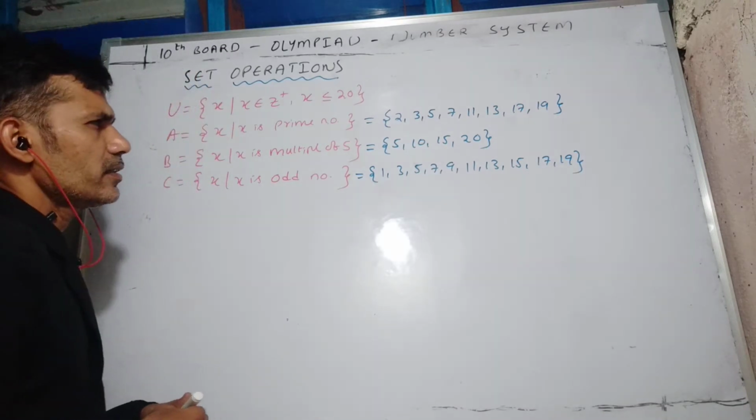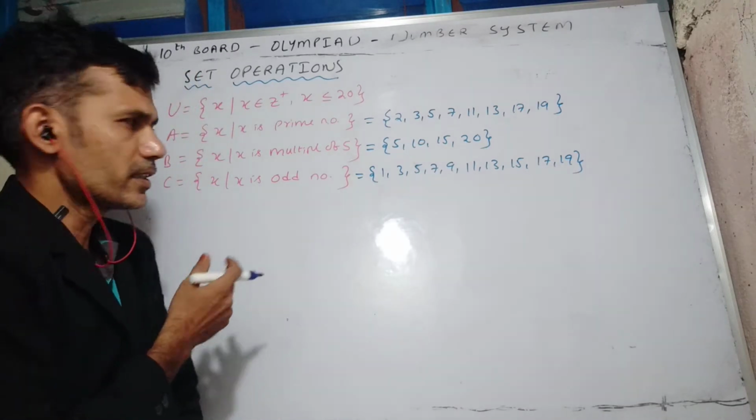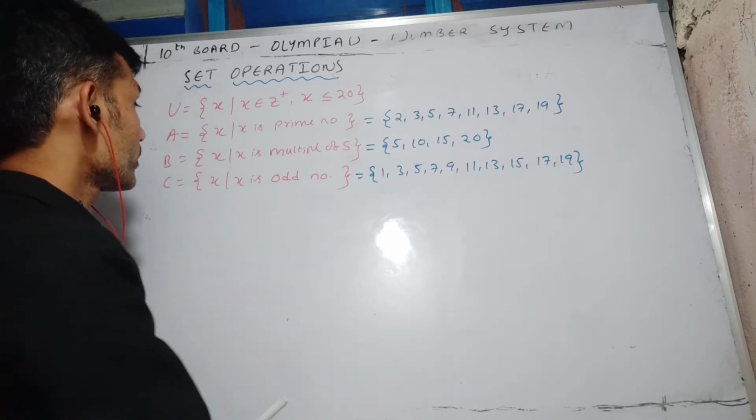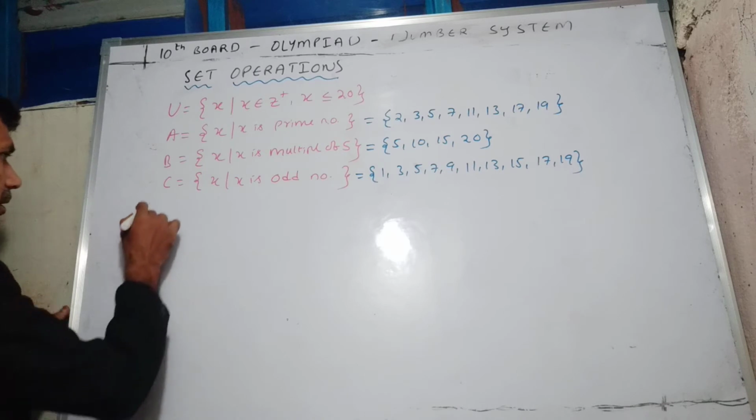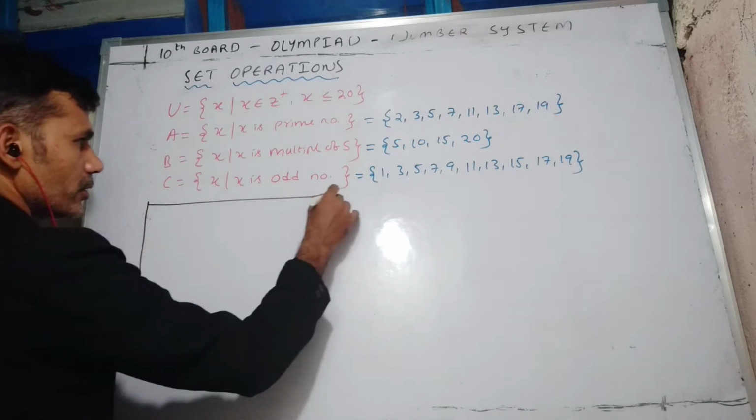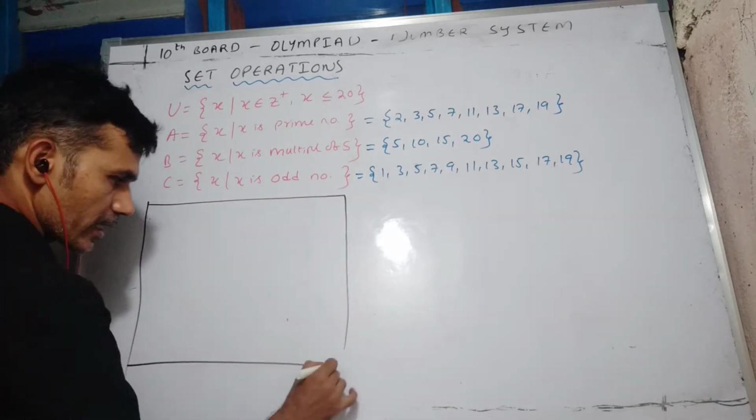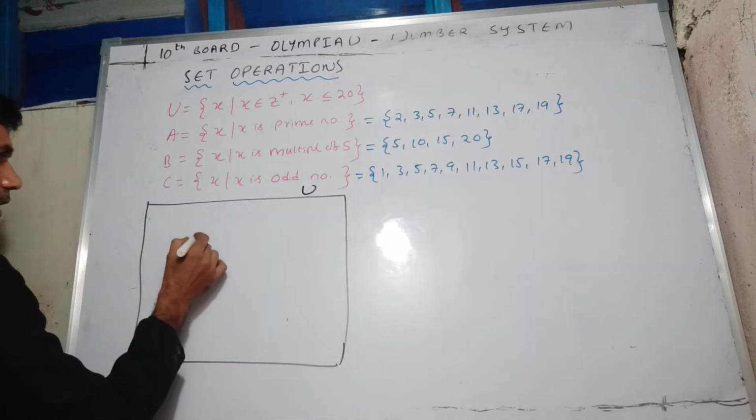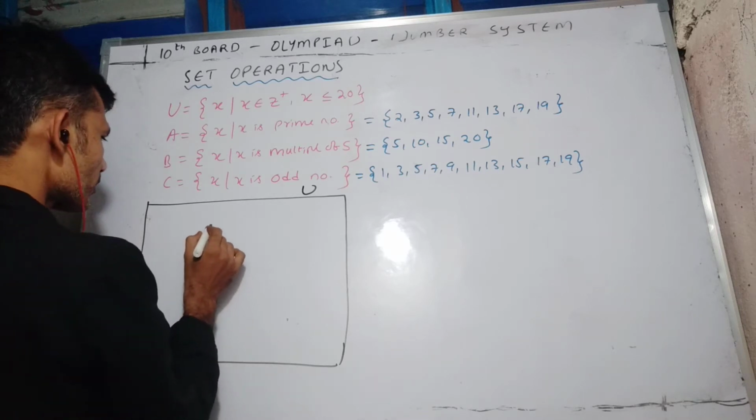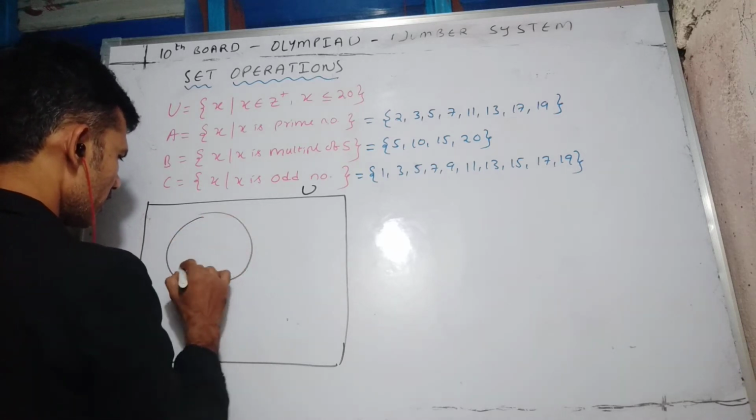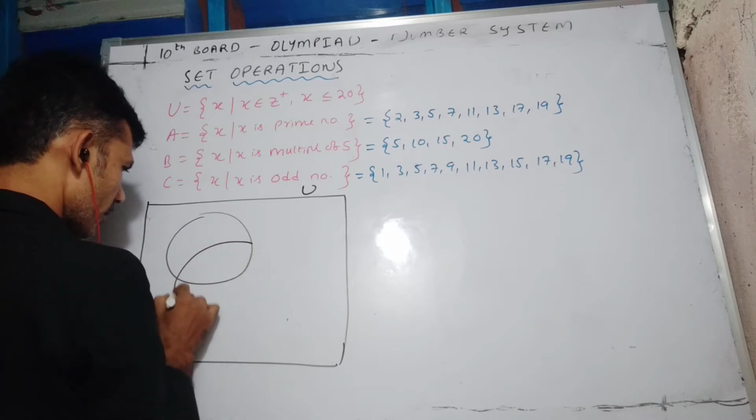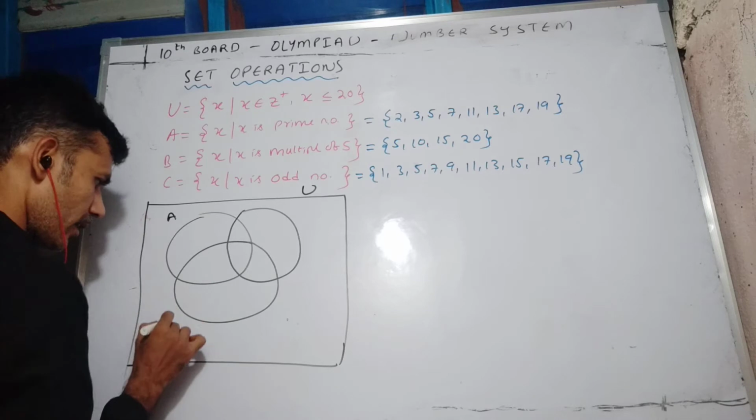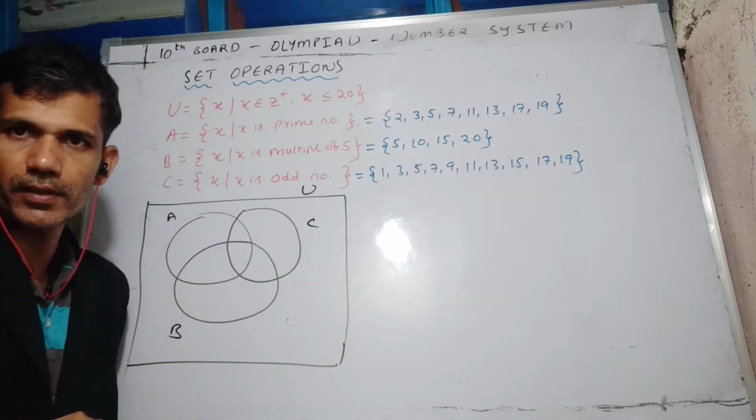Now we have to write the other things, and then we can represent them in a Venn diagram. To represent the universal set in a Venn diagram, we'll take a rectangular box. Next, 3 sets are there. A we will take here, B I will take here, C I will take here. A, B, C, 3 sets I took.